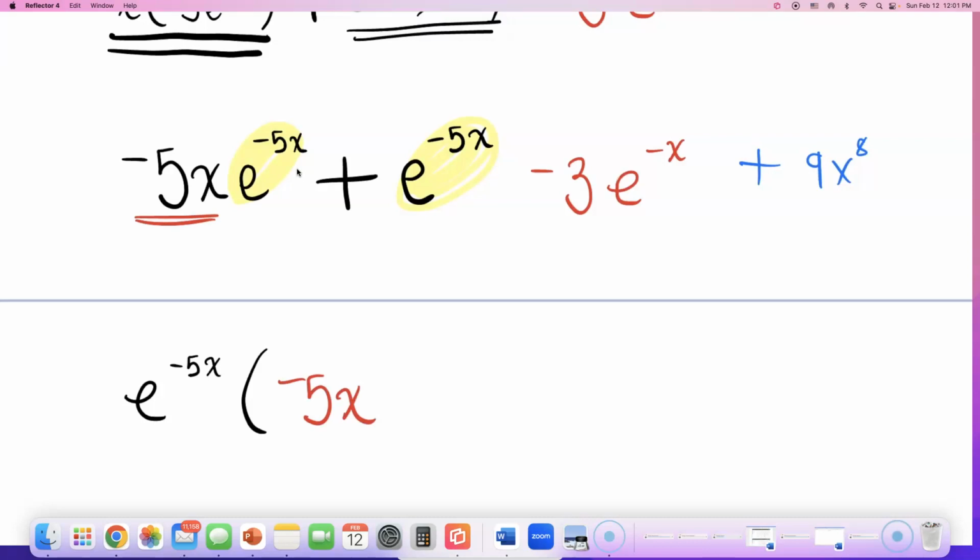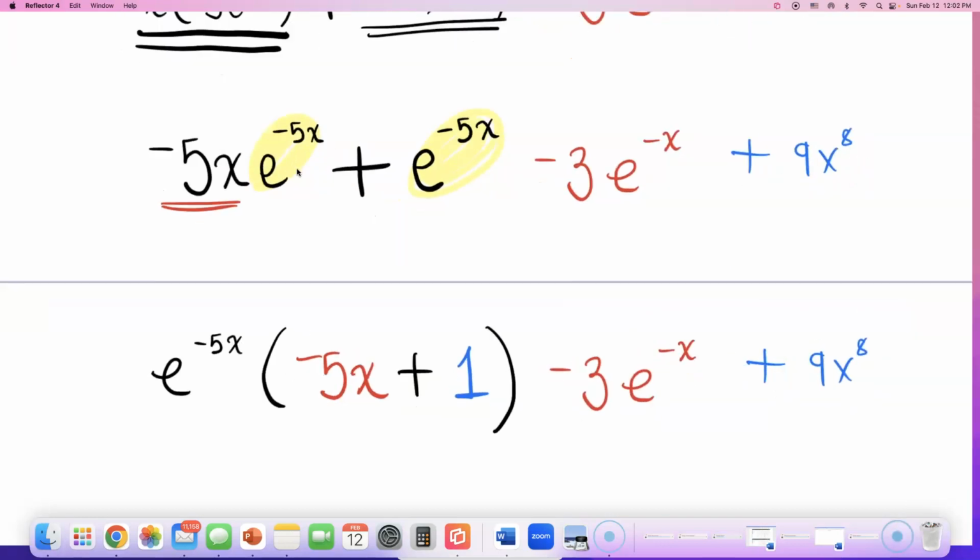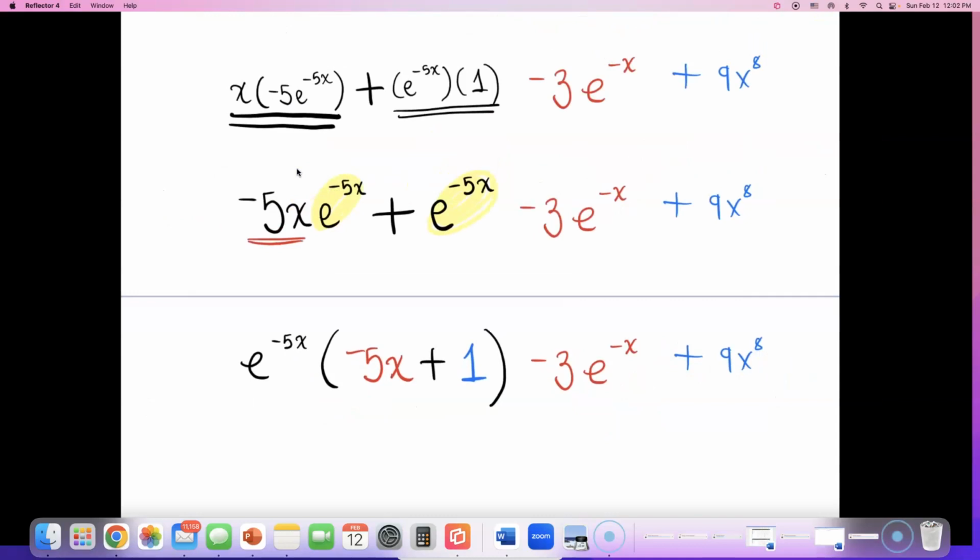And if you divide e to the negative 5x by e to the negative 5x, well, that's going to be 1, right? So you will still need to write down plus 1 there. But that's pretty much it, right? I can just mindlessly copy these two terms down. But it really doesn't simplify any further, and it looks pretty okay. So I would stop here.